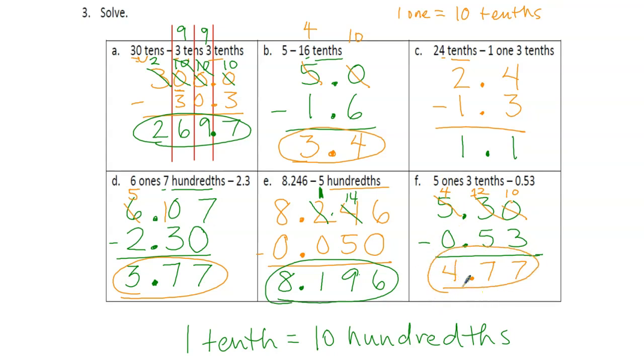Alright, boys and girls, hopefully this helped. Remember to write that information down. 1 tenth is equal to 10 hundredths, and 1 is equal to 10 tenths. Also, we can keep going and say 1 ten is equal to 10 ones. And we can even go as far as saying that 1 hundredth is equal to 10 thousandths.